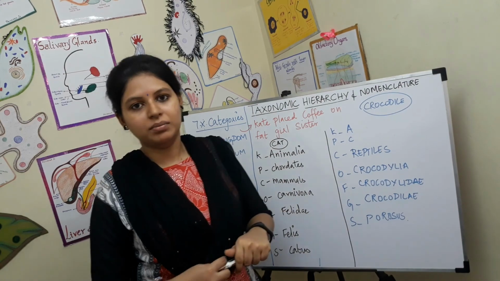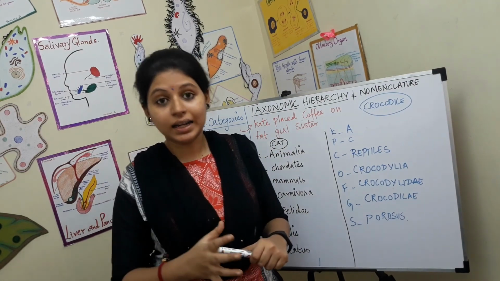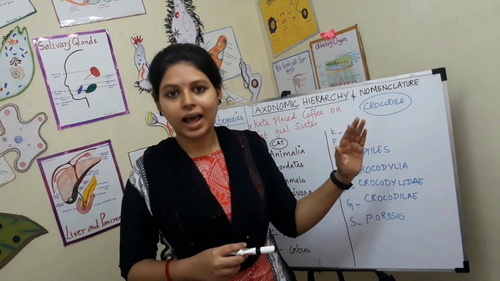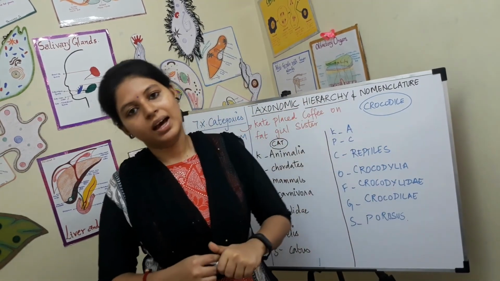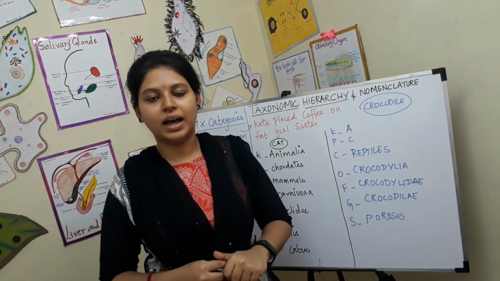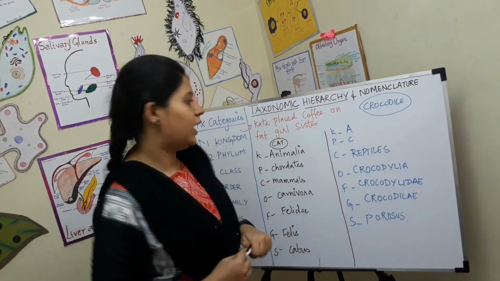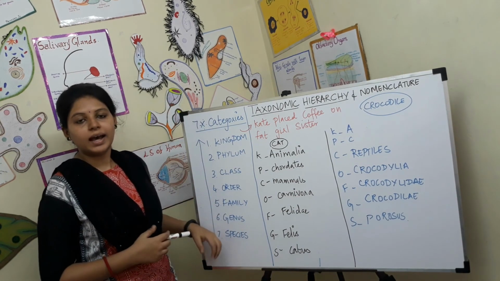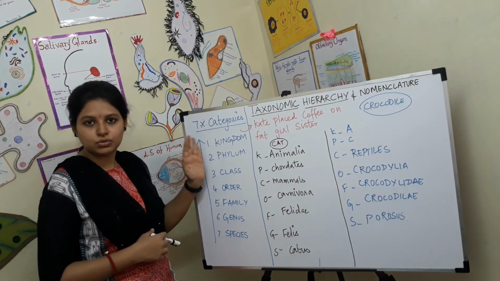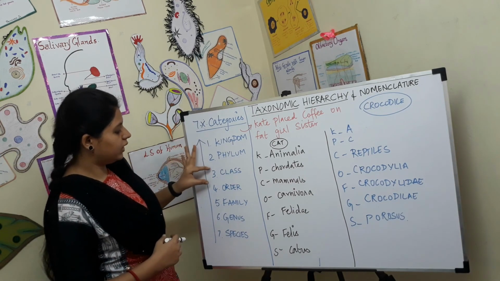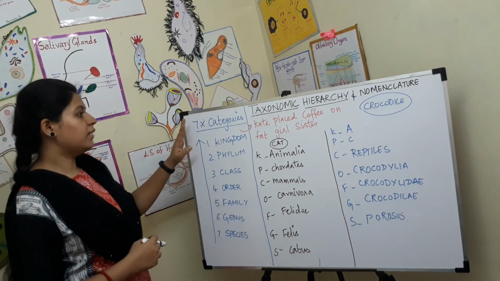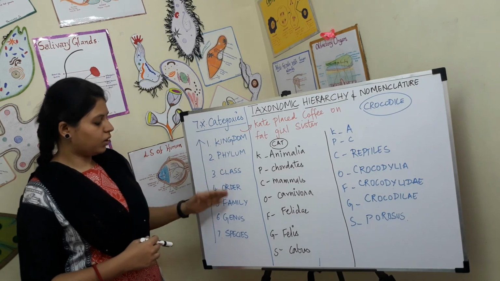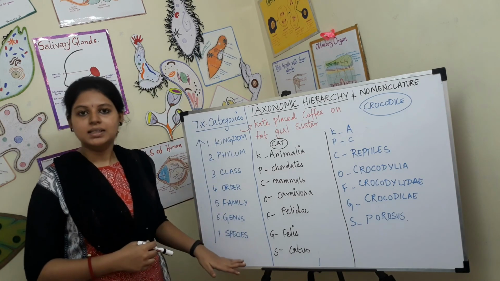Next is taxonomy. The arrangement of biological species in their own rank is called taxonomic hierarchy. In taxonomic hierarchy, we have 7 important hierarchies, and each of these you call a rank or a taxon. So we have 7 important taxonomic ranks: kingdom, phylum, class, order, family, genus and species.